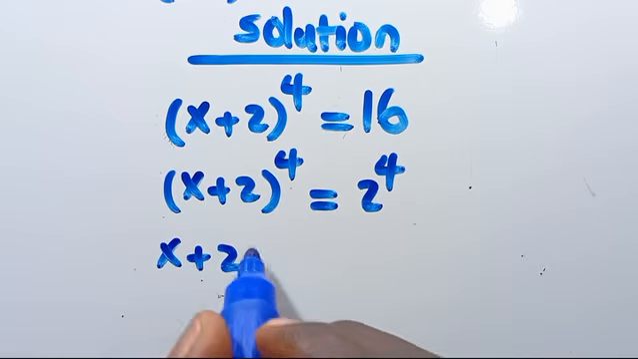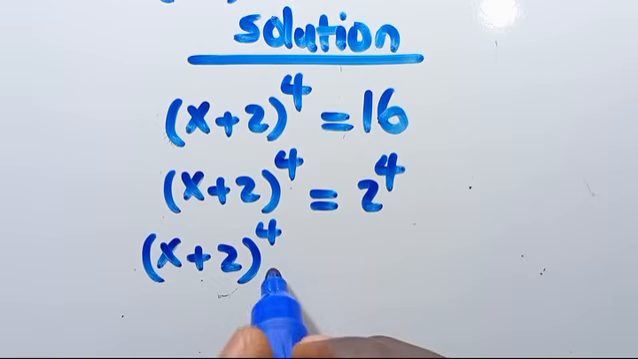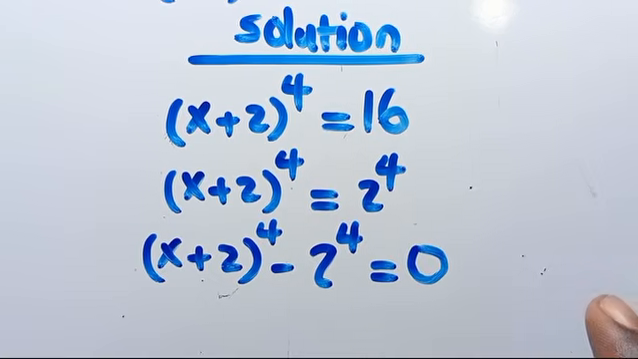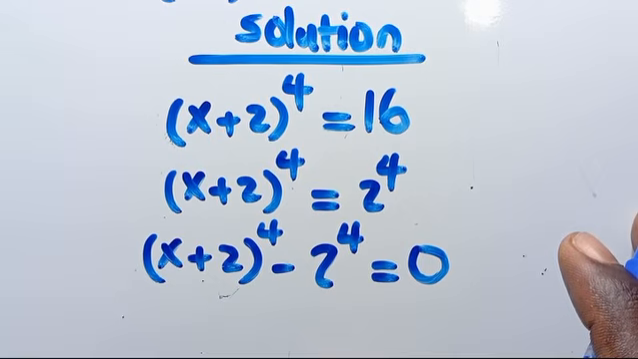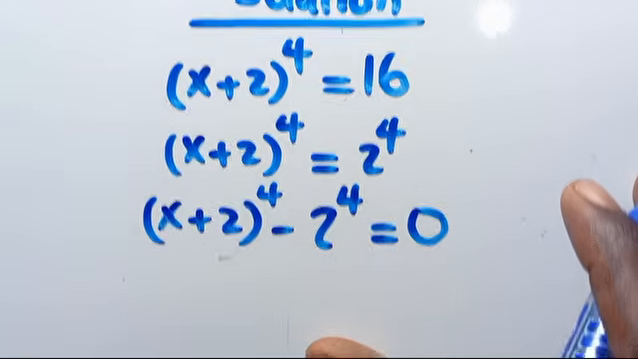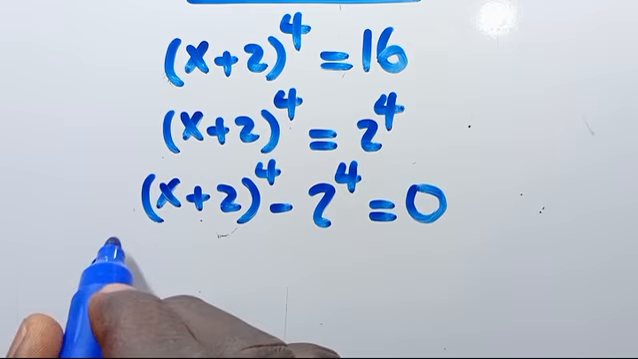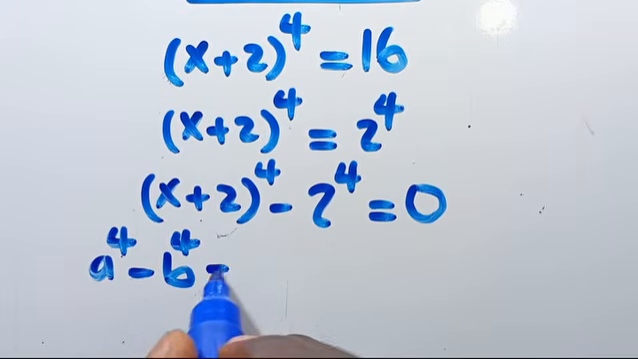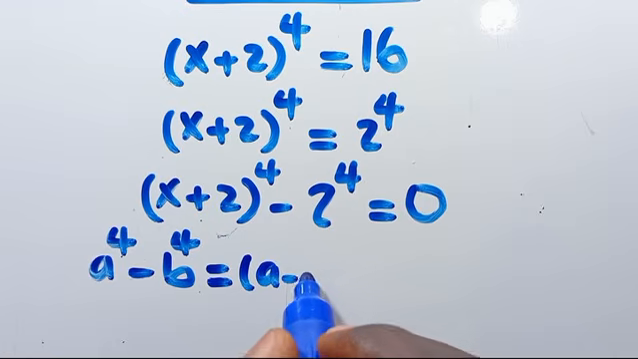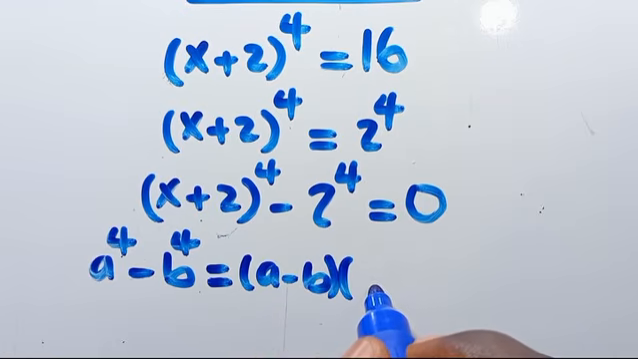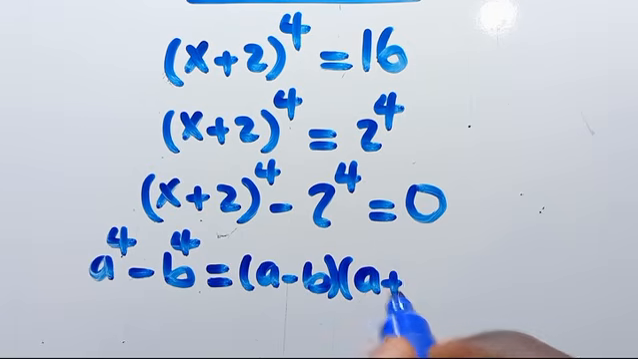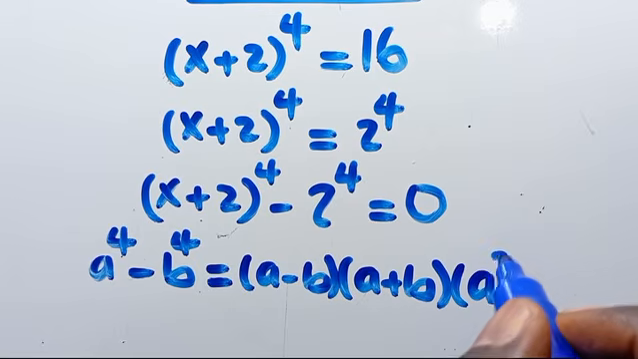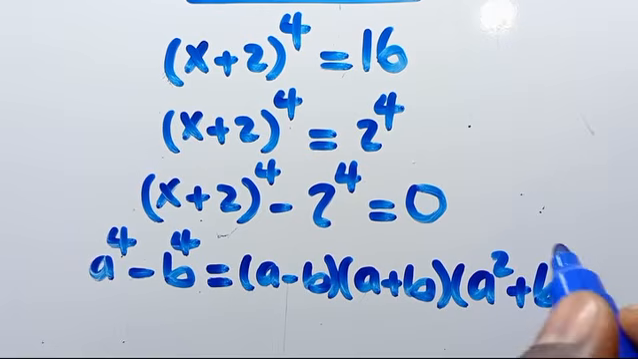So we have (x + 2)^4 minus 2^4 equals 0. Now, let us recall that anytime we have a to the power of 4 minus b to the power of 4, it always equals (a minus b) times (a plus b) times (a squared plus b squared).